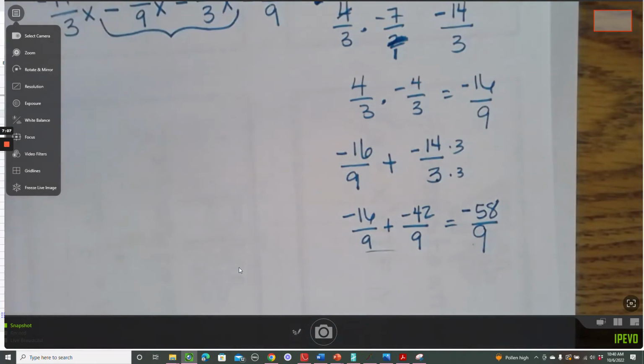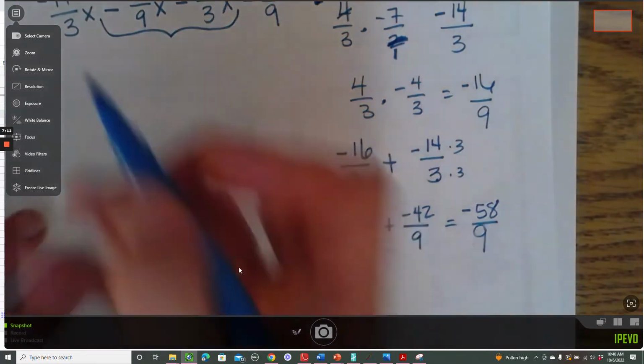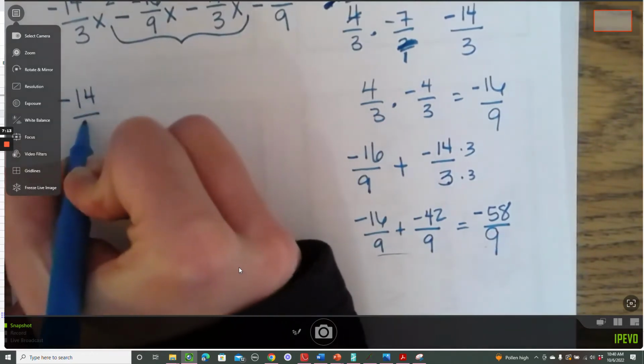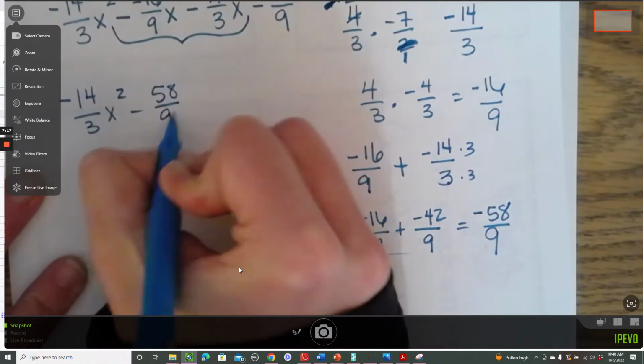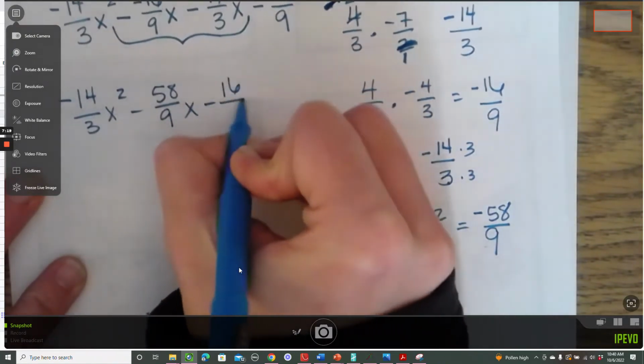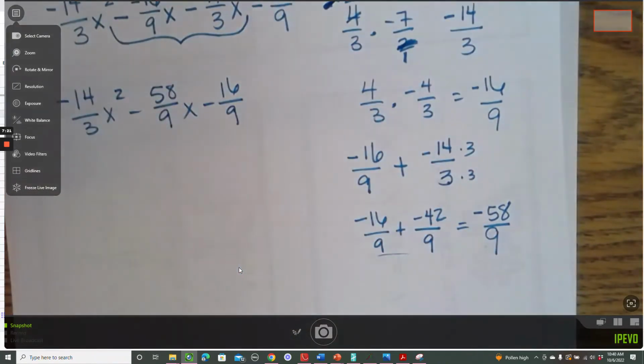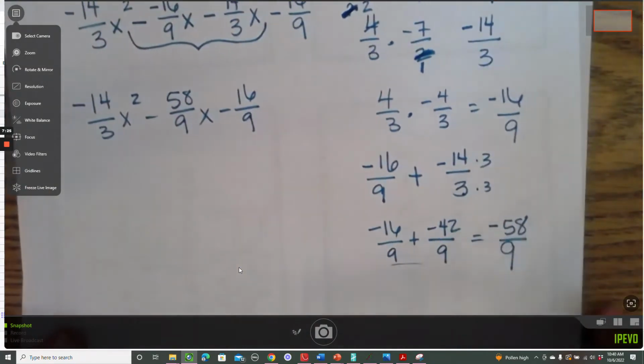Will that one simplify? No. Closest you're going to get is 50 or 90. Nope, it's in simplest form. Again, your calculator will do all this for you. So that's the answer. But you can't be afraid of fractions.